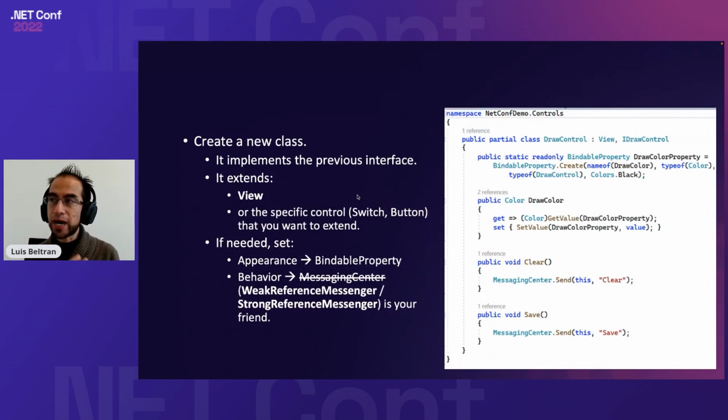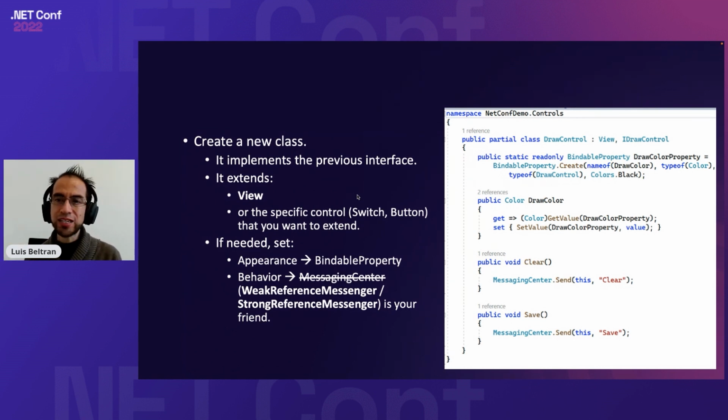But also, as part of this first step, you will create a new class. And this class implements the previous interface. It extends either View or the specific control like Switch, Button, Entry that you would like to extend. View is if you want to create a new one. You can also set bindable properties for the appearance, and you can also create methods for customizing the behavior.